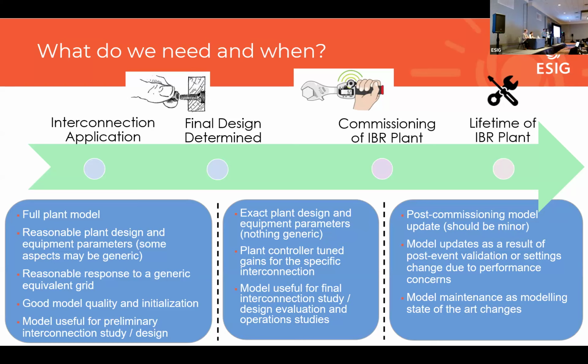So the construction phase is not really relevant necessarily to this sort of timeline. But somewhere along the way, you should have a final design basically determined. So at this point, we should have exact plant design and equipment parameters. So nothing should really be generic anymore. And the plant controller, now we should at this point know what the vendor is, and we can start tuning the plant controller gains, et cetera, for the specific system that it'll be going into.